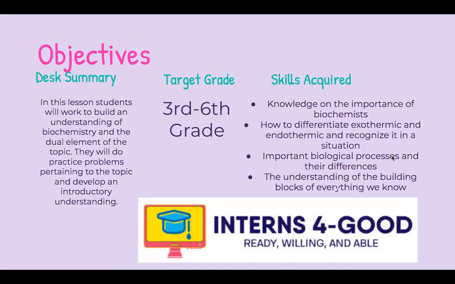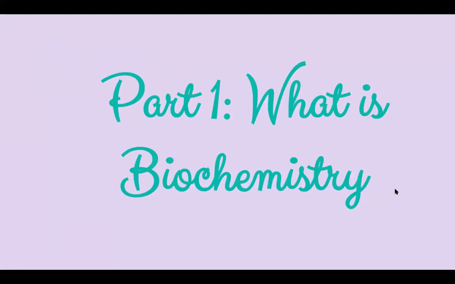In this lesson, students will work to build an understanding of biochemistry and the dual element of the topic. They will do practice problems pertaining to the topic and develop an introductory understanding. The target grade is 3rd to 6th grade, however, the lesson can be modified as needed.